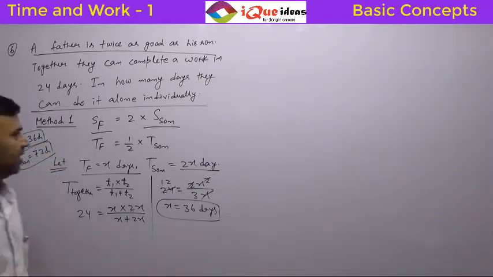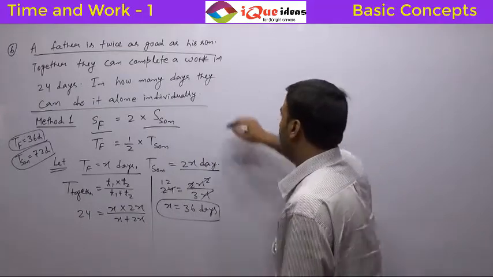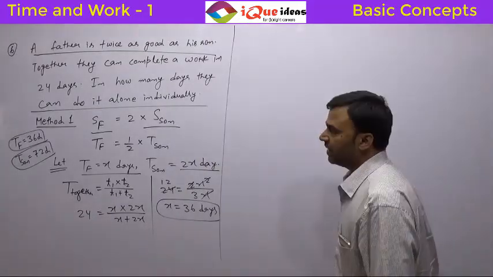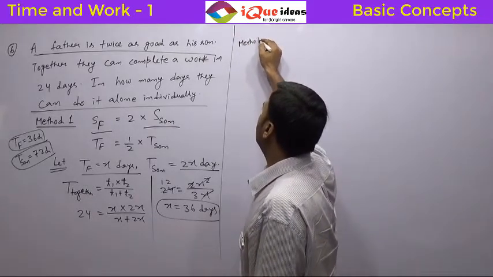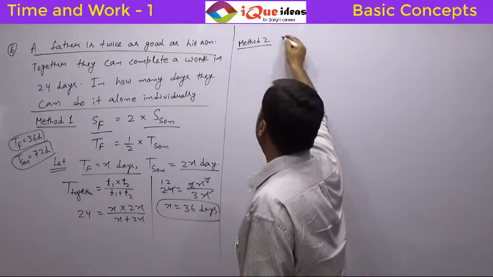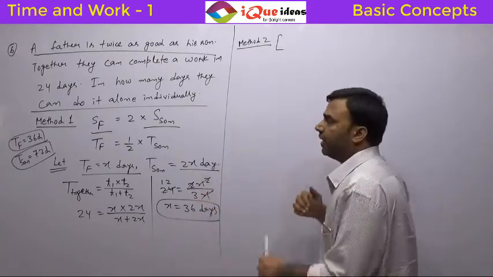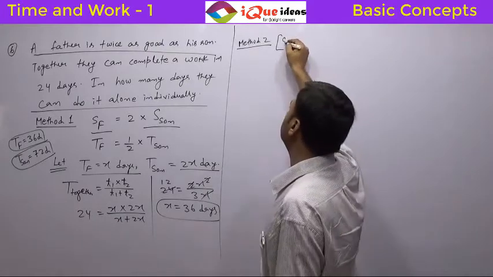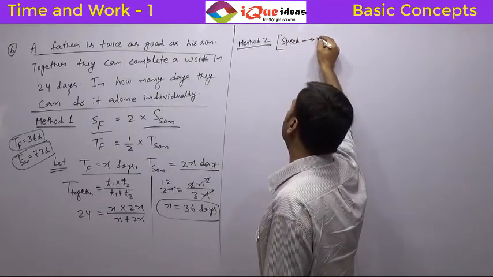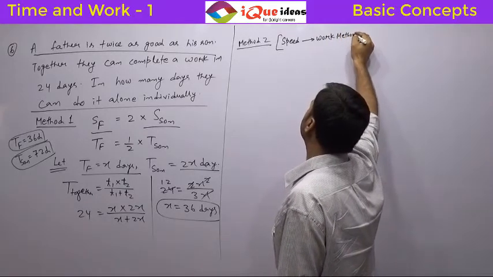Right? So this was one very easy question. So this was one method of doing this question. As I said, we'll use multiple methods. Let's take another method. Let's say method 2. Now method 2 is actually the reverse of work speed method. There we assumed work and we calculated speed. Here we will assume speed and calculate work. So speed work method. So it's actually the same.